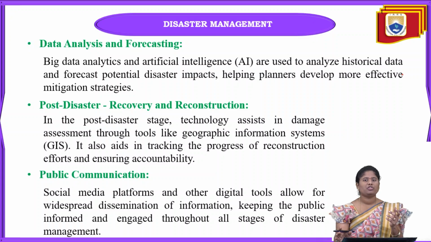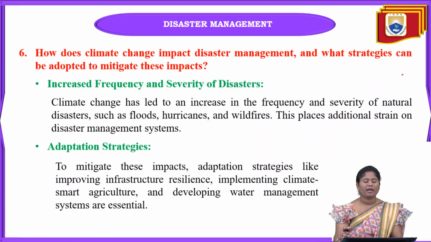By sending drones and taking satellite images, we can get to know the situation of that disaster area also. And the last one is post-disaster. For the post-disaster also, we have to take the help of social media. Okay. And the next one is, how does climate change impact disaster management, and what strategies can be adopted to mitigate these types of impacts?